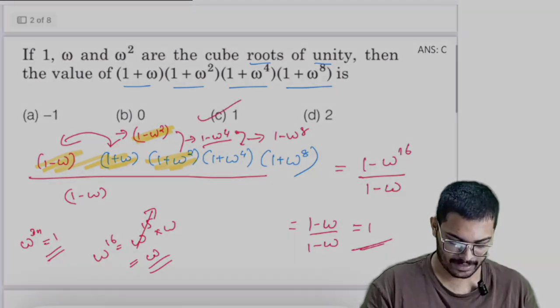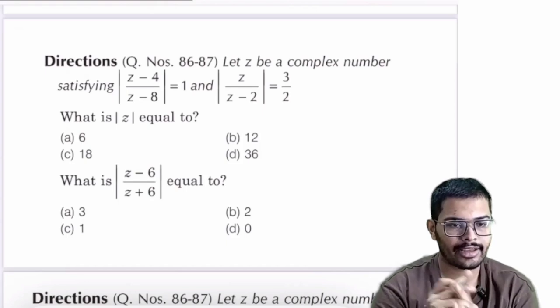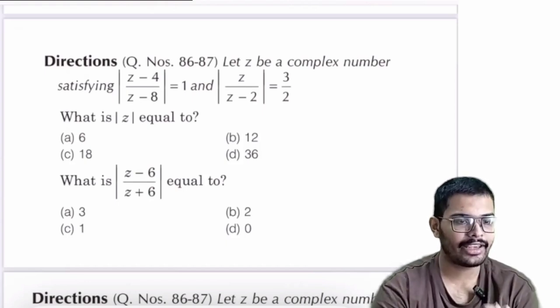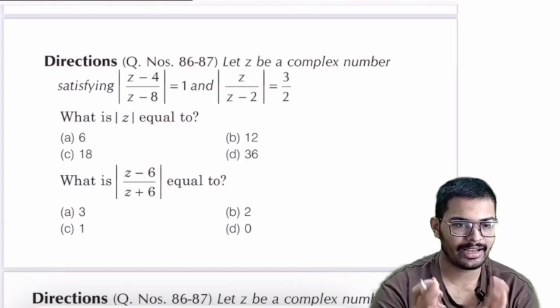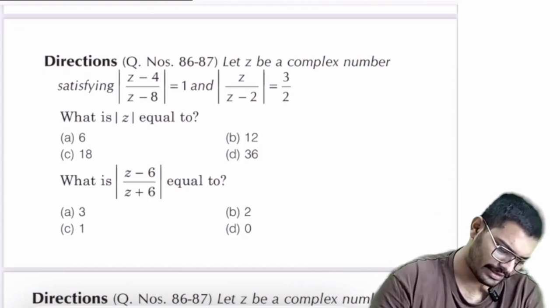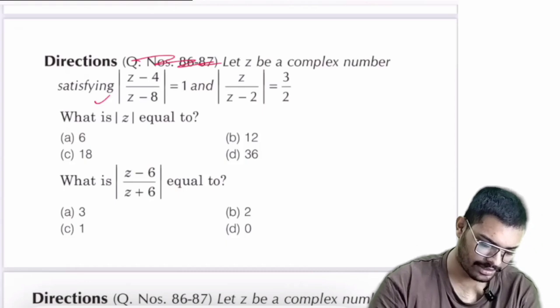Option C. In this question, instead of solving in the conventional analytical way of putting z equal to x plus iy, we can do it with the graphical method. The graphical method is faster and the steps will be fewer. This question has two parts. Let z be a complex number satisfying these two conditions.